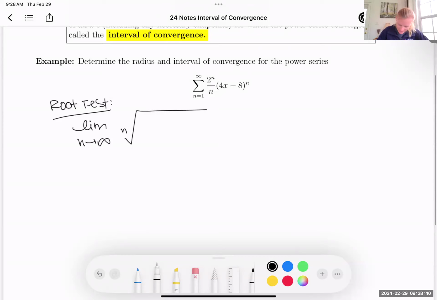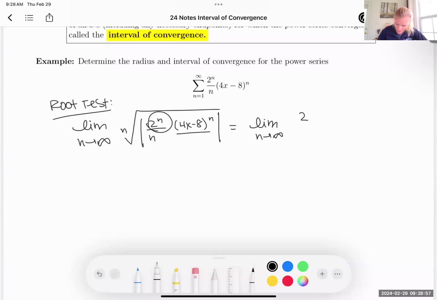Okay, so we're going to look at the nth root of the absolute value. Don't forget in that root test, there's that absolute value. The ratio test also has absolute value. Okay, so I can move that root inside the absolute value. The nth root of 2 to the n will give me 2. The nth root of this piece will give me 4x minus 8. The nth root of n will give me n to the 1 over n.